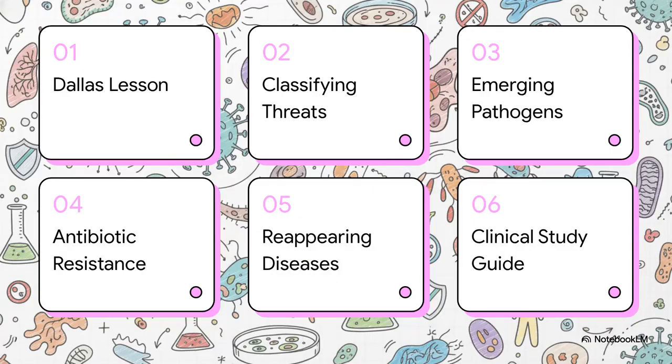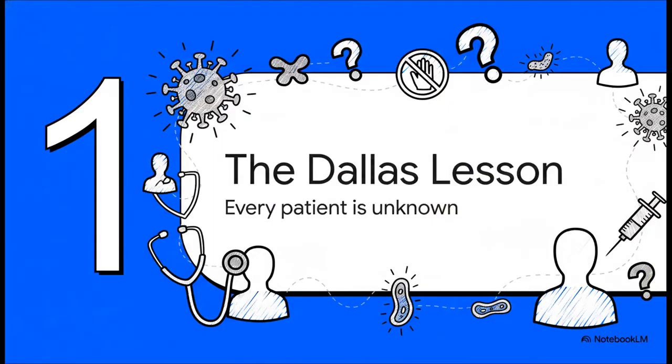So, here's our quick syllabus for today. We'll start with the Dallas lesson, then move on to classifying threats, emerging pathogens, antibiotic resistance, reappearing diseases, and we'll wrap it all up with a rapid-fire clinical study guide. Let's get to it. Section 1. The Dallas lesson. Every patient is unknown.